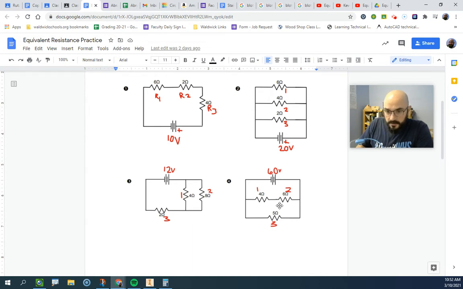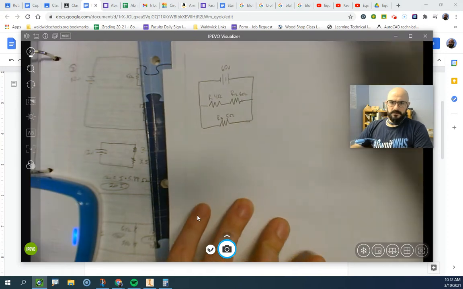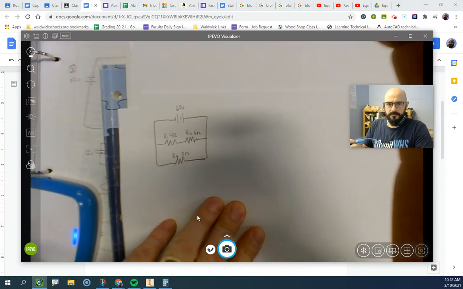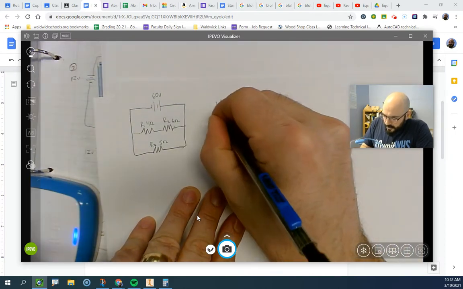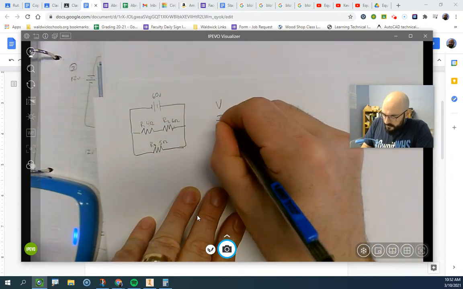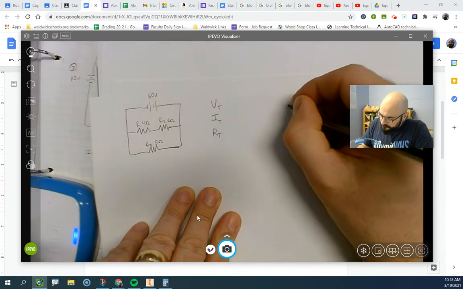I'll draw this all out. I got R1 is 4 ohms. R2 is 6 ohms. R3 is 5 ohms. Interesting. Okay, so now that I've laid out my information, let's get into camera mode. Yeah, that's better. Okay, so I got V, I, R, and I'm starting with just the totals.